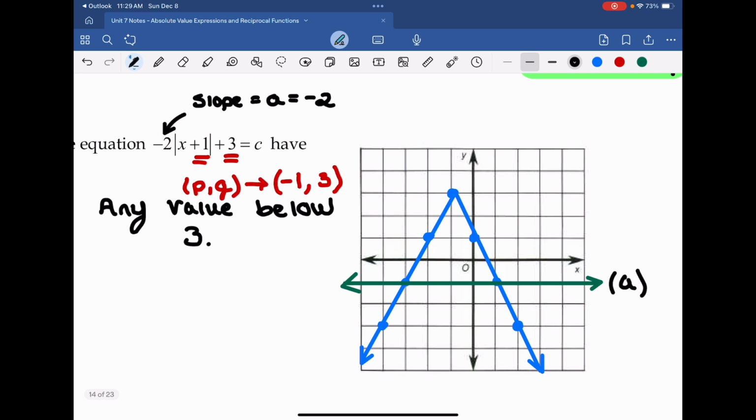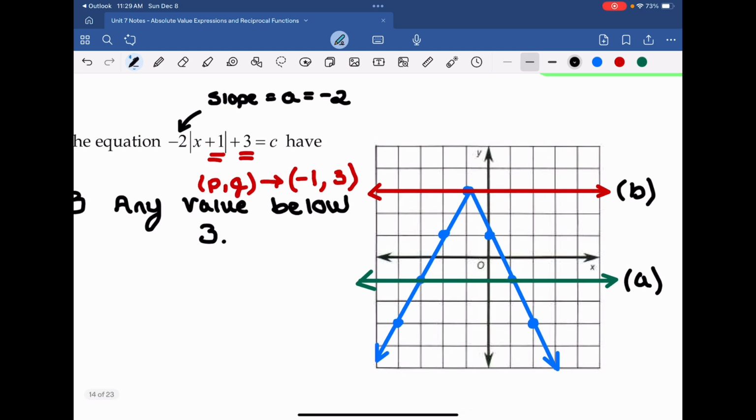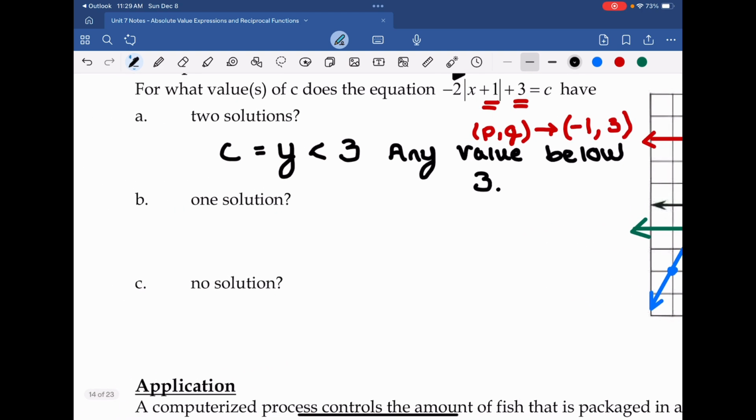Now, we want to talk about the situation where we have one solution. One solution means it intersects the blue graph one time and one time only. This occurs when it is exactly at the high point, crossing through what we want to call the vertex point, or the maximum point. So this is for part B, where y is equal to, if we count it up, 3, it matches our vertex value. And so we say the only place you get one solution is where c is equal to a y value, which is directly equal to 3. So exactly 3.